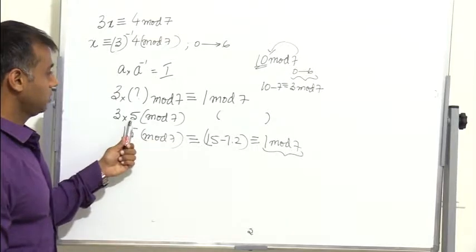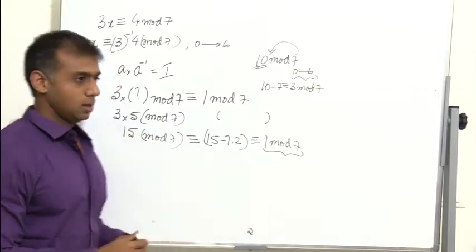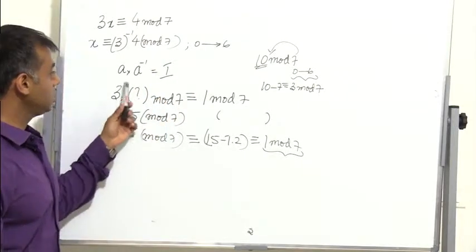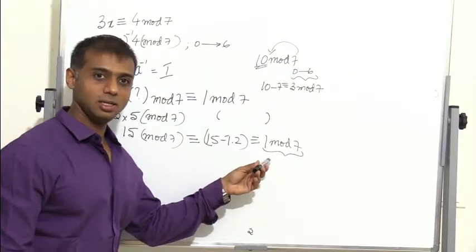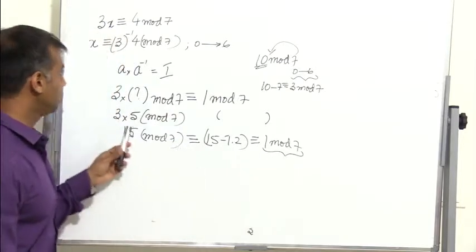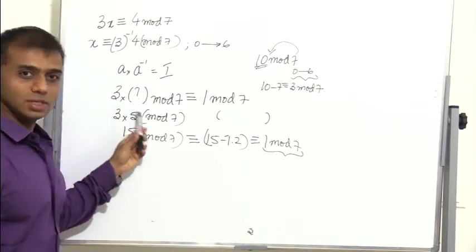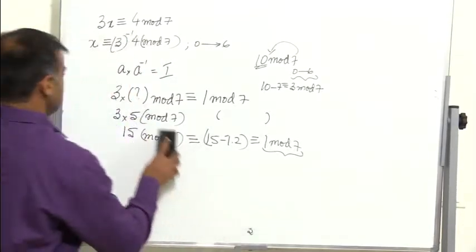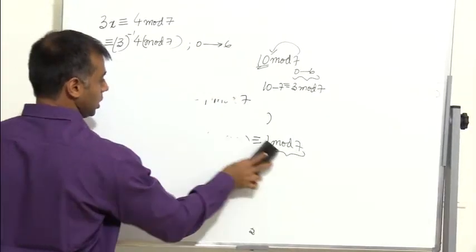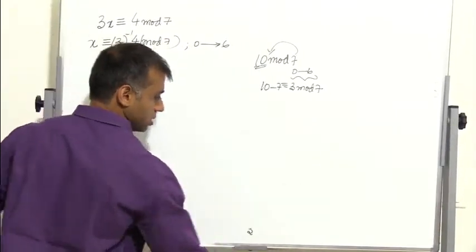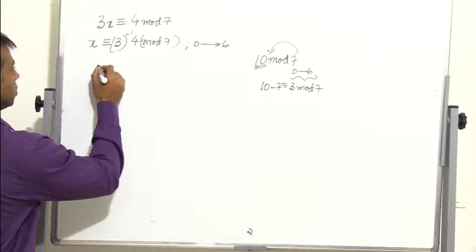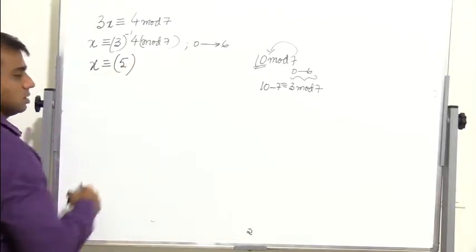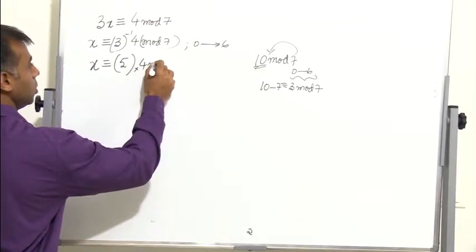So 3 times 5 is giving me 1. A times A inverse should give me the identity element, and 3 times another number is giving me the identity element 1. Therefore we conclude that the inverse of 3 in mod 7 is 5. This is very important, which we need to remember when we try to find the inverse in modular arithmetic. So I have x congruent to 5 times 4 mod 7.